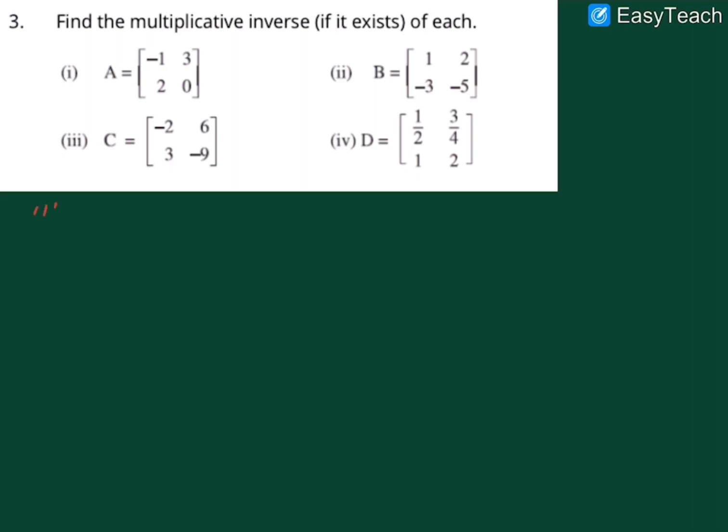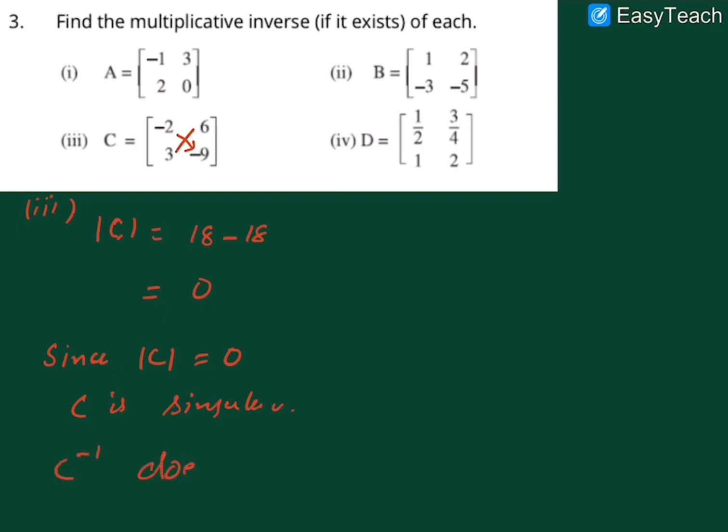C part. C determinant is equal to, multiply this with this, minus 2 times minus 9 is plus 18, minus 6 times 3 is 18, which is 0. So since C determinant is 0, C is singular. So if C is singular, it means C inverse doesn't exist. So we cannot find C inverse because C determinant is 0. So when you divide adjoint by 0, it will be undefined. That's why.